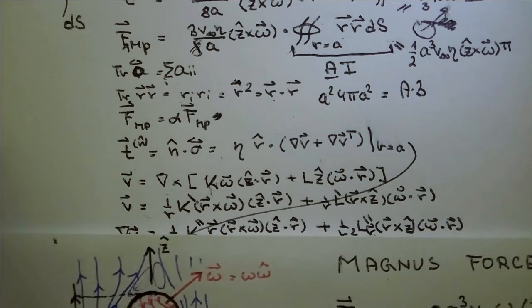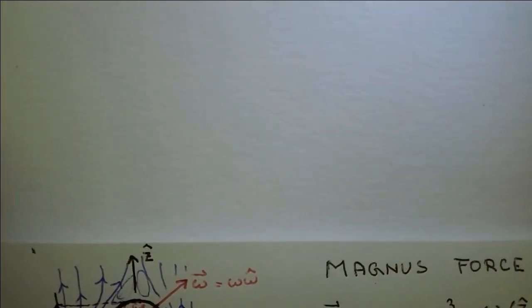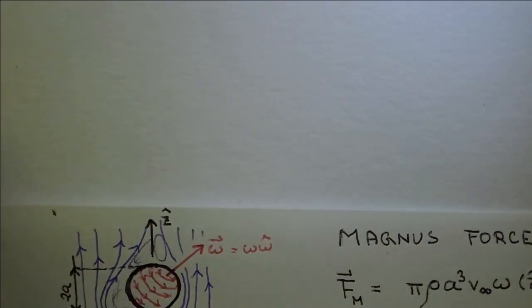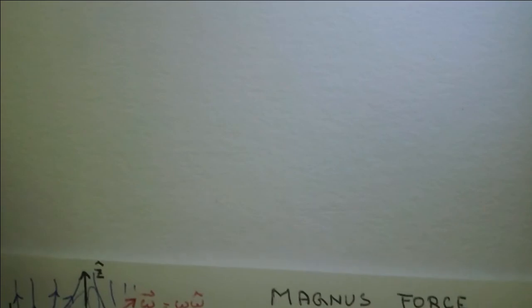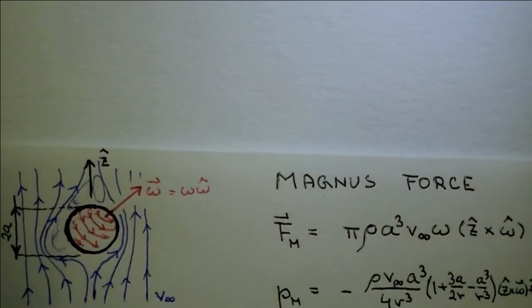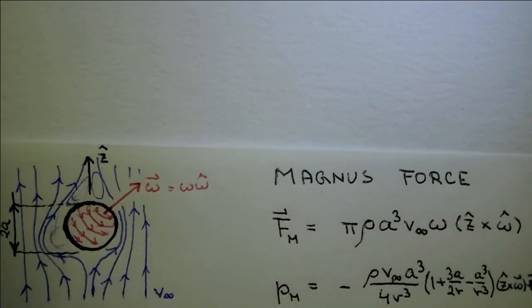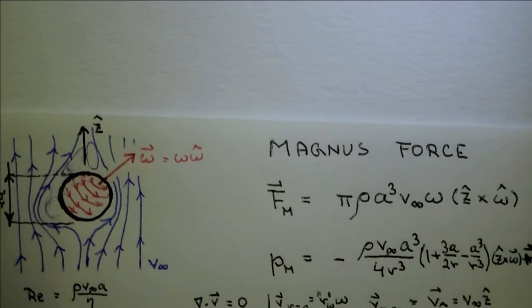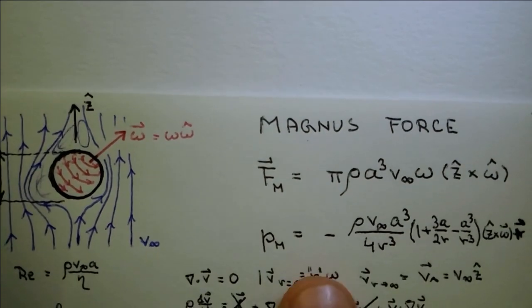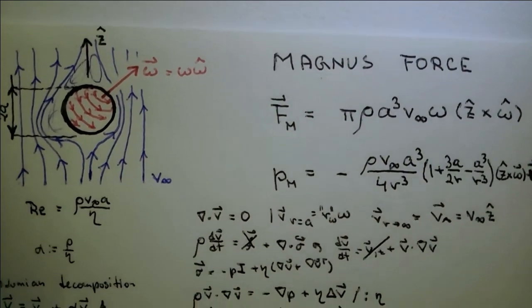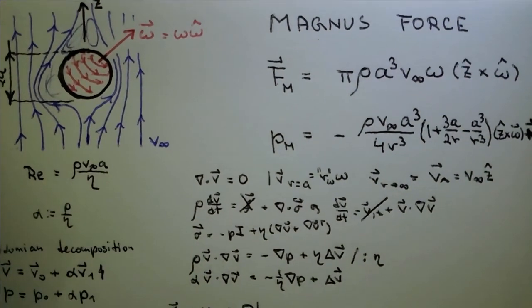Again, as always, I will slide all from the Magnus Force, so prepare. We have derived the Magnus Force formula for a spinning ball of radius a. We have derived the pressure formula, and this is the whole thing.